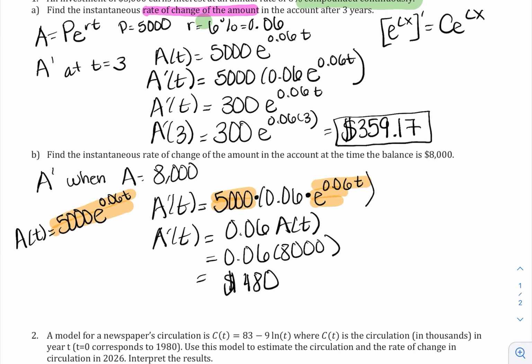So when my account has $8,000 in it, I don't know what t is, but I know that it's increasing by 480. What I do know is that t would be greater than 3. How do I know that? Because your rate of change when you're compounding continuously grows more and more as time goes on, because the more money you have in your account, the more interest you're accumulating. So because my rate of change is higher than my rate of change in part A, I do know that 8,000 will be after t equals 3, but I don't need to know when it is to figure it out.